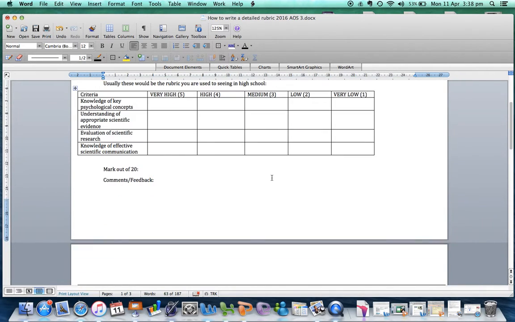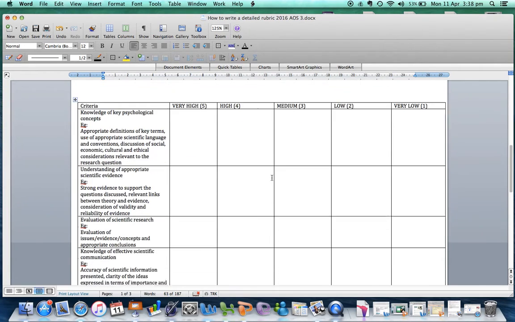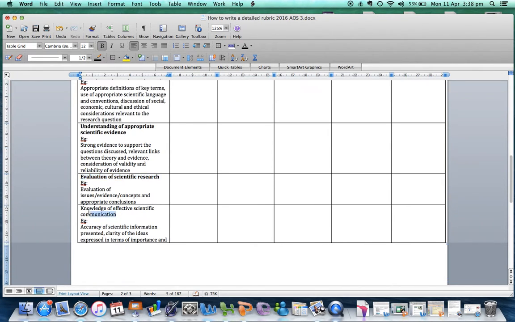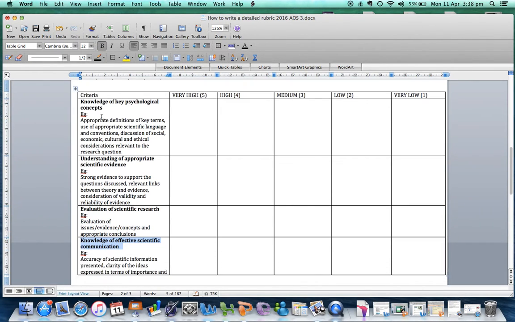So to put together a detailed rubric, let's have a look at exactly what each of these criteria are actually assessing. Okay, so when we break it down, let's have a look at what each of these umbrella headings look at. The first one, knowledge of key psychological concepts. So we're looking at definitions of key terms, appropriate scientific language and conventions, discussion of social, economic, cultural, and ethical considerations relevant to the research question.